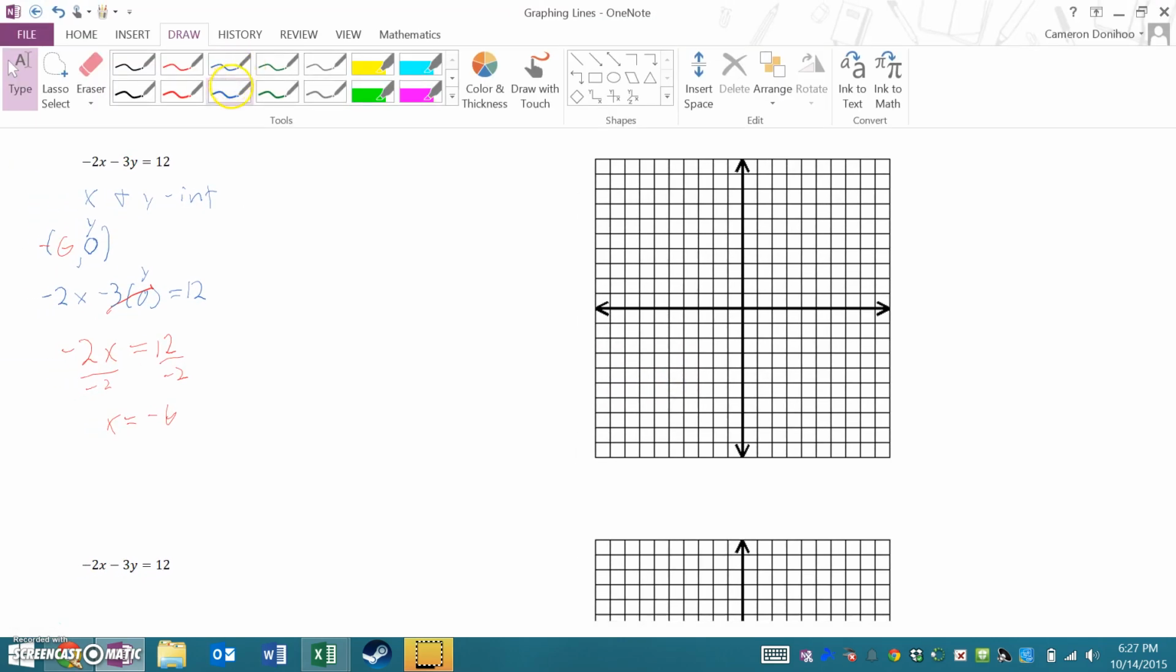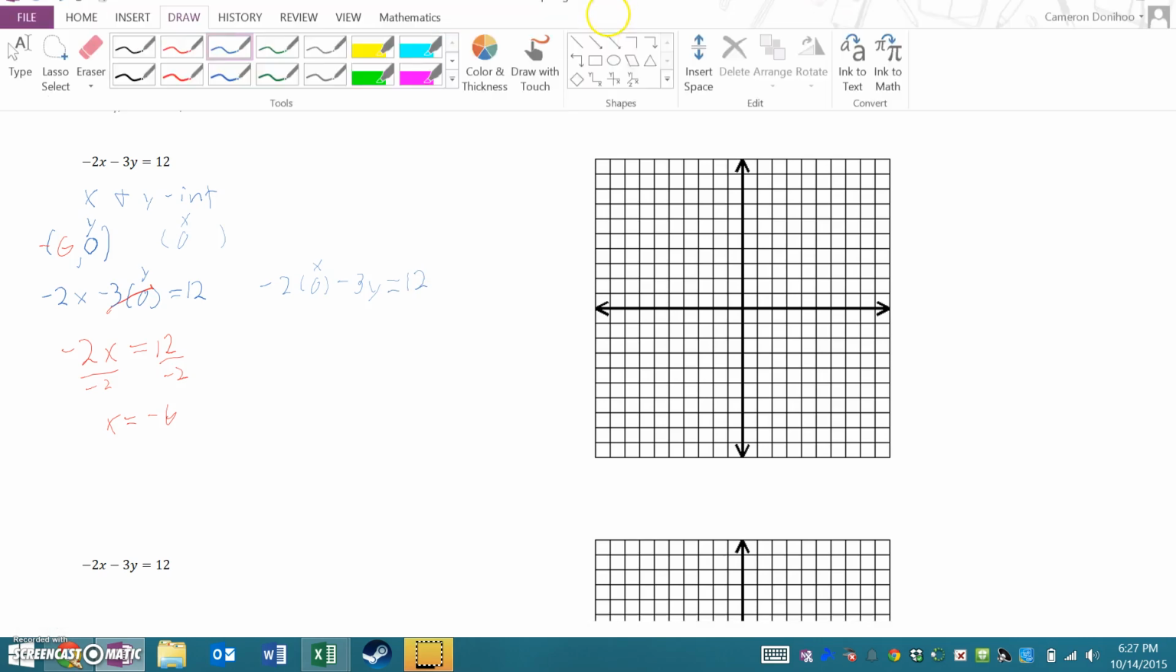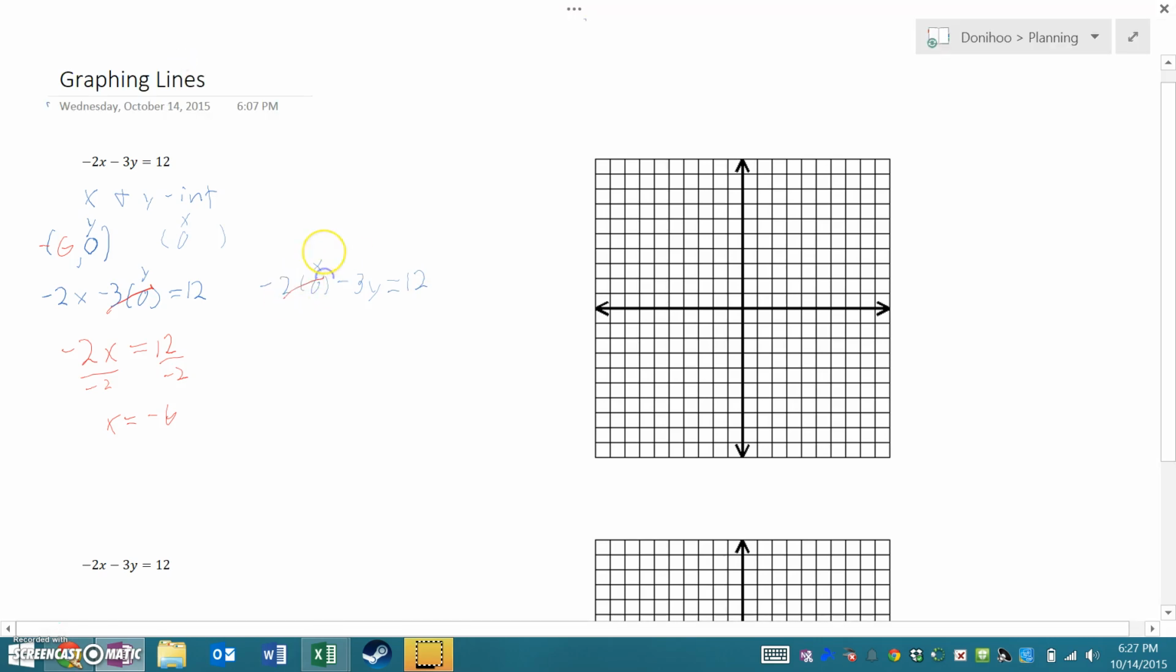Same thing for the y-intercept. For the y-intercept, my x value has to be 0, because if I'm going to be on the y-axis, then I don't want to move left or right to get off the axis. My x is going to be 0. So I'm going to replace x with a 0. That makes things simpler, because now this whole term is 0. 3y equals 12, so that's all that's left over.